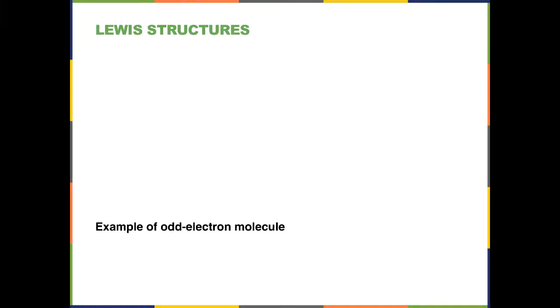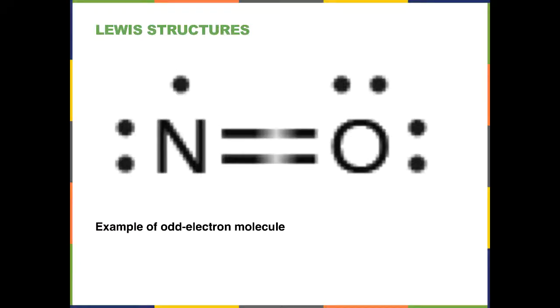Now, I told you that the rule of octet was almost always fulfilled, but I wanted to show you an example where it's not fulfilled. And here's one example. You have an odd number of electrons. This molecule exists. Nitrogen monoxide exists, and there's no way with 11 electrons that you can fulfill the rule of octet in both atoms.